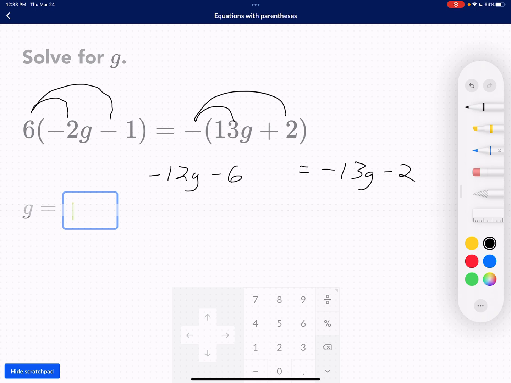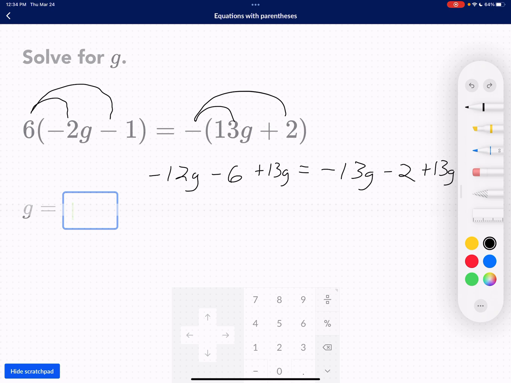I want to get it in one spot. So I'm going to add 13g to both sides. And again, I'm doing that to make this happen because it's problem solving. I could have added anything I wanted to both sides and followed through, but adding this is the most convenient. If I do something else, I'm going to get more complex, more annoying stuff happening.